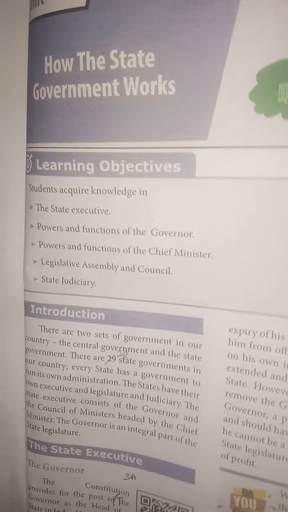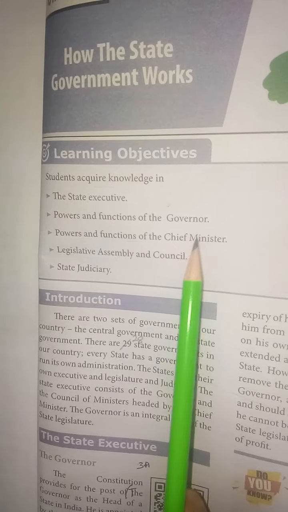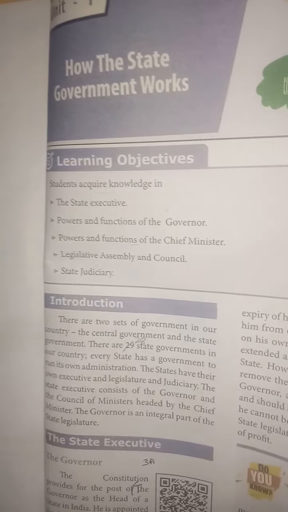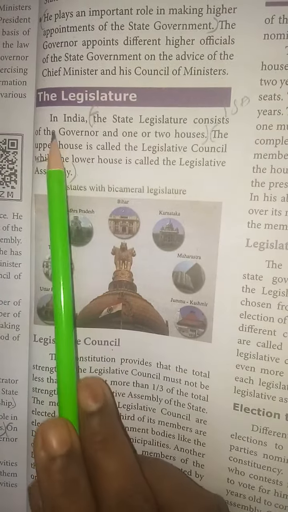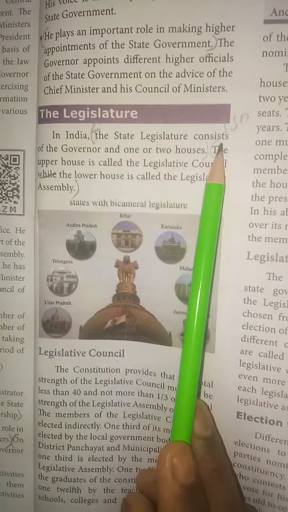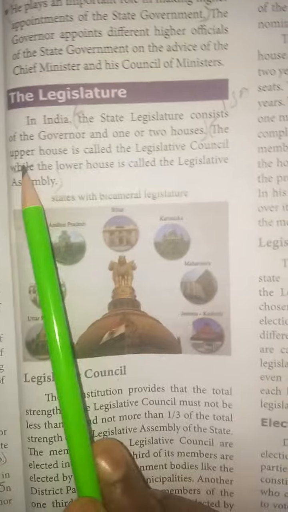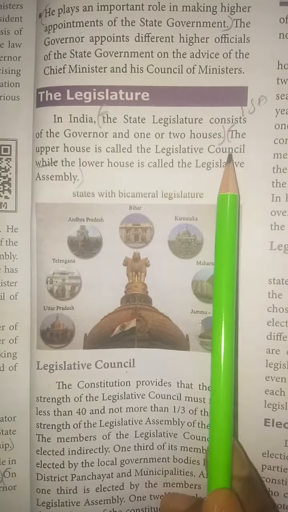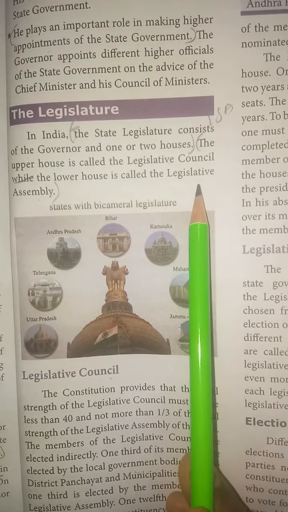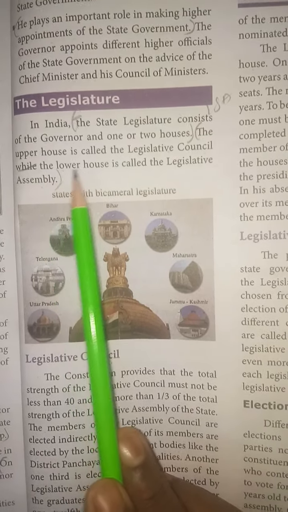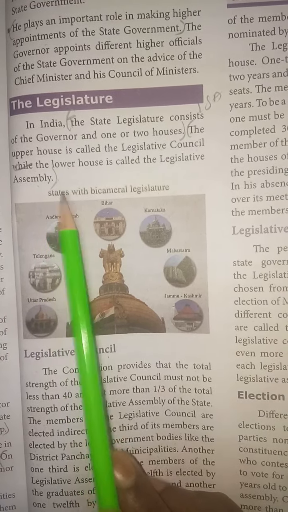In the previous class we saw the state executive, the powers and functions of the governor and chief minister. Now we will see the legislature. In India, the state legislature consists of the governor and one or two houses. The upper house is called the legislative council, in Tamil Sattamandra Melavai, and the lower house is called the legislative assembly, Satta Peravai.